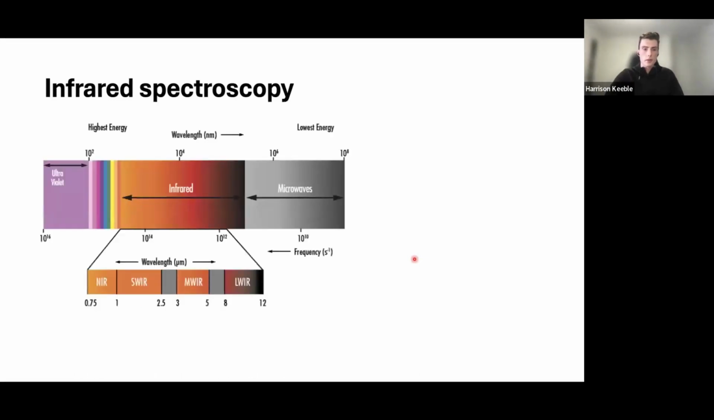Just for anyone not aware, here we have the electromagnetic spectrum. These rainbow colours here are the visible light that we can see with the human eye. Beyond that, we have infrared light, which is separated into its own subcategories. Within geology, we can identify different minerals by zapping them with a little bit of infrared light, and what comes back we can measure uniquely for every single mineral and material on Earth.